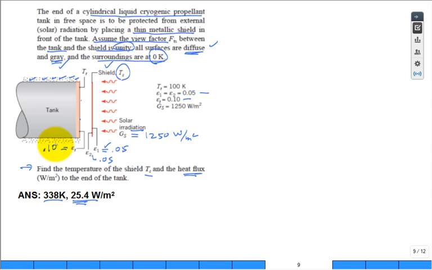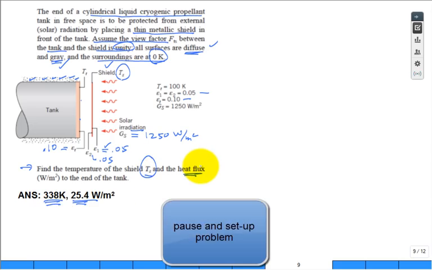All right, so how do we calculate the temperature of the shield? And then how do I calculate that heat flux? Should I give you a minute and set up the problem?